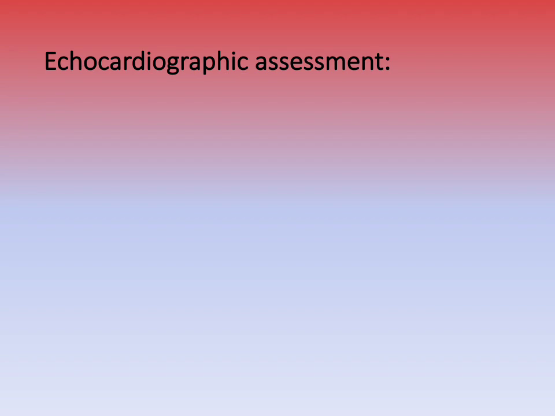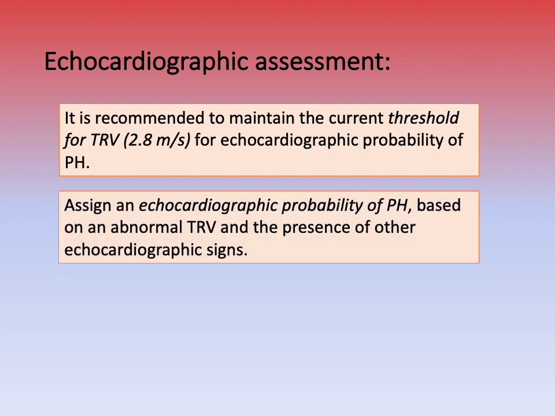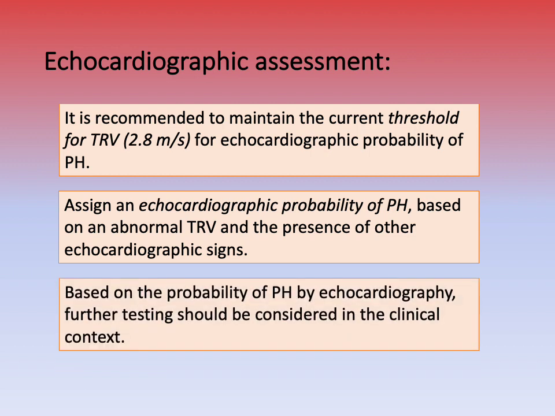Echocardiogram is a valuable non-invasive tool, and the most widely used echo parameter is the tricuspid regurgitation velocity. As per the current guideline, it is recommended to maintain the current threshold of tricuspid regurgitation of 2.8 meters per second for echocardiographic probability of PH, and assign an echocardiographic probability of pulmonary hypertension based on abnormal tricuspid regurgitation velocity and the presence of other echocardiographic signs. Based on the probability of PH by echocardiography, further testing should be considered in the clinical context.